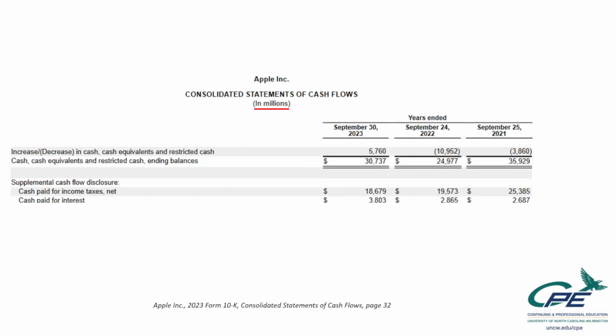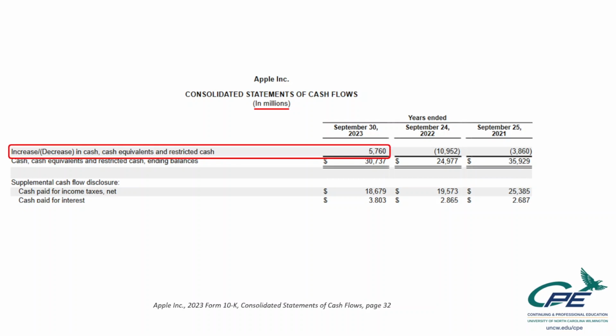At the bottom of the statement of cash flows, companies will report their total change in cash during the period. This is just the sum of the three section subtotals. For 2023, Apple did have an overall increase in their cash balance of about $6 billion. Basically, all of the cash flows generated from operating activities in 2023 were used to pay against financing activities.